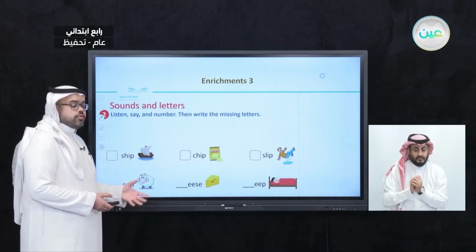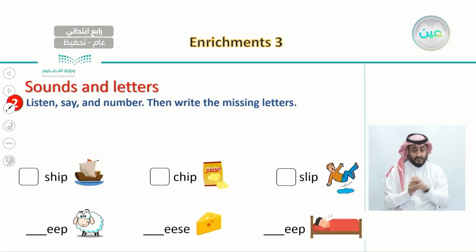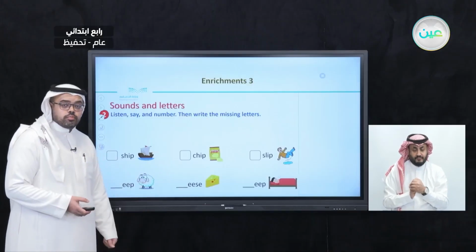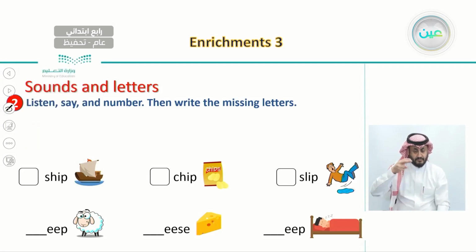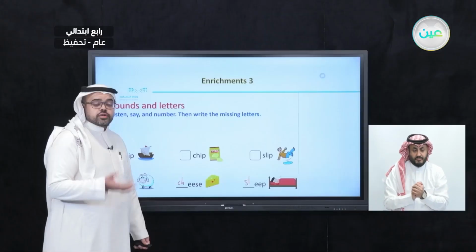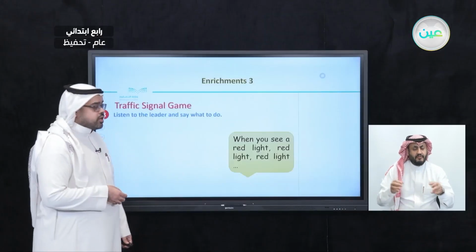We said also that not only these words start with these letters, but even the words that we have below. So for example, this word that starts with S and H, which is sheep. And also the second word that starts with C and H, which is cheese. And finally, the last word here is sleep. So here we have different words that come with these same sounds.